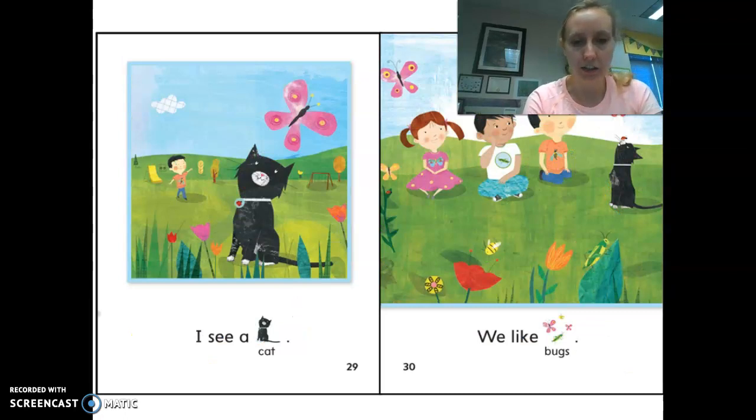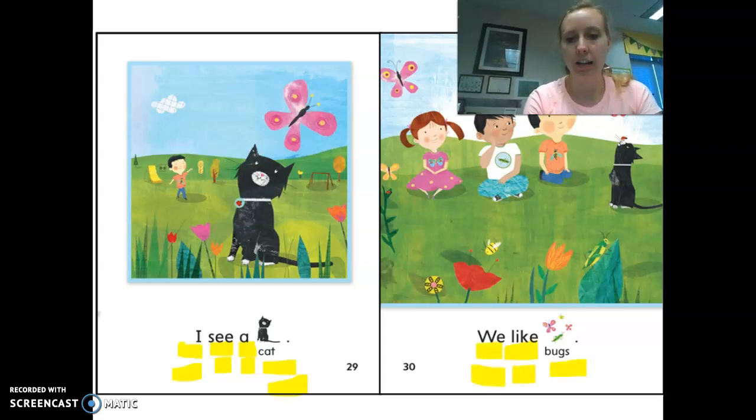Okay, here's the next one. I'm going to let you do this one by yourself, then I'll say it after. My turn. I see a cat. Your turn. My turn. We like bugs.